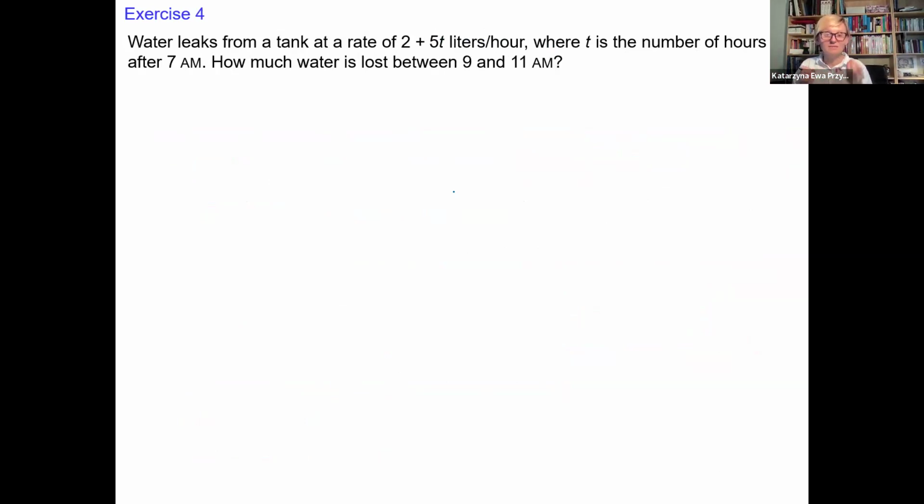The water leaks from the tank at the rate 2 plus 5t liters per hour, where t is the number of hours after 7 a.m. How much water is lost between 9 and 11? We can see this as velocity, a rate of change. If this is the rate of change, then in order to find the amount, we will integrate.